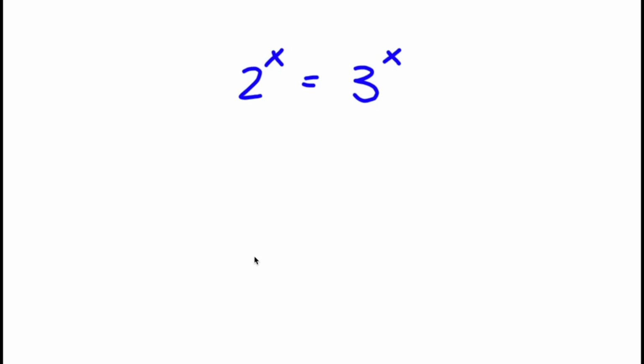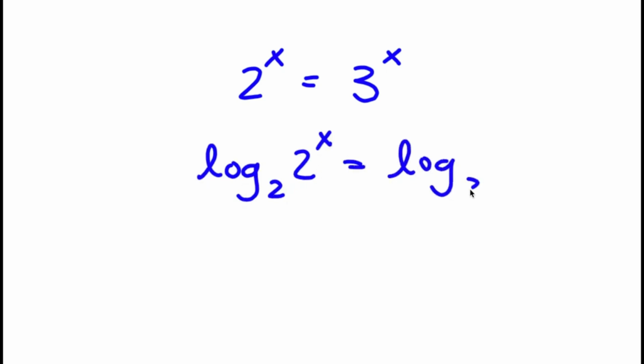Alright, so in this problem, I have 2 to the power of x is equal to 3 to the power of x. So, the first thing I'm going to do is take the log base 2 on both sides. So I have log base 2 of 2 to the power of x is equal to log base 2 of 3 to the power of x.